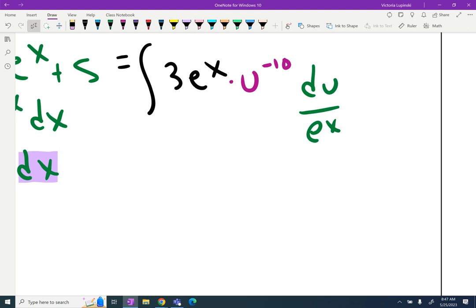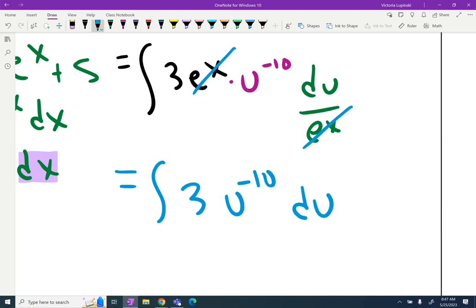How do you know that you're doing this right? Well, the e to the x's cancel. What I've been advising you about as you were doing tests and quizzes is that if things don't cancel in that step, then it's likely that you've chosen the wrong u. So if the e to the x's didn't cancel, that would be a clue to you that you have the wrong u. But after you cancel those e to the x's, this is now the integration of 3u to the negative 10 du. You have to be careful because now it is no longer an exponential problem.